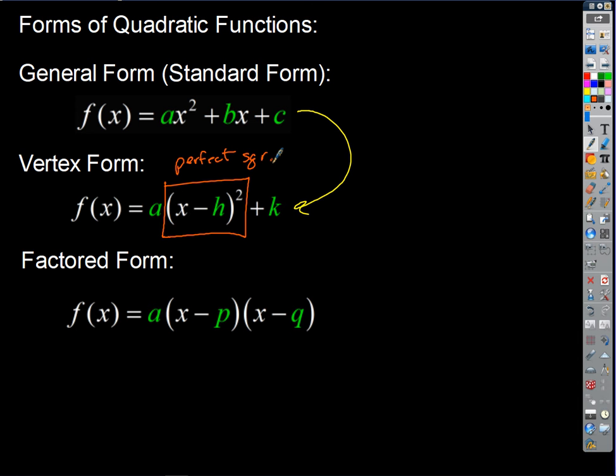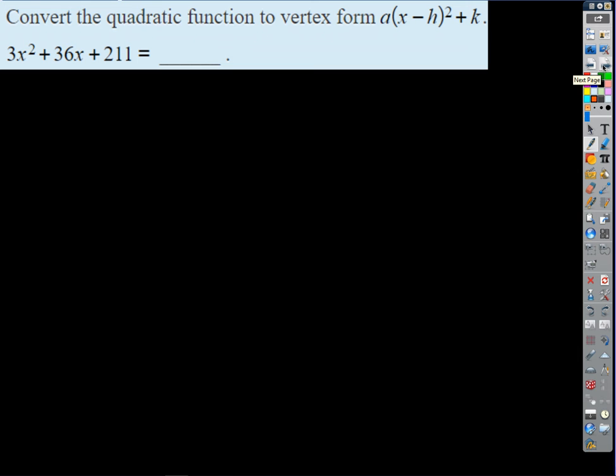So what do you think our strategy is going to revolve around? What process are we probably going to have to do? Say it again. Completing the square. Yeah, right. We want to go from f of x equals 3x squared plus 36x plus 211. Here's our starting line. We want to turn that into vertex form. And the whole strategy is going to revolve around the process of completing the square.